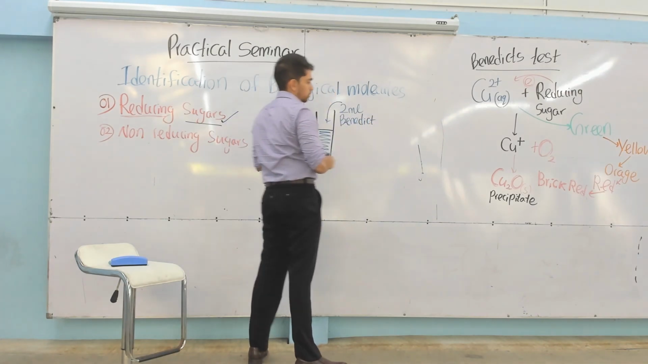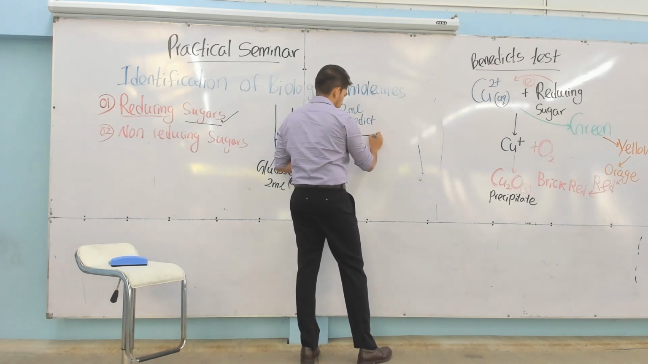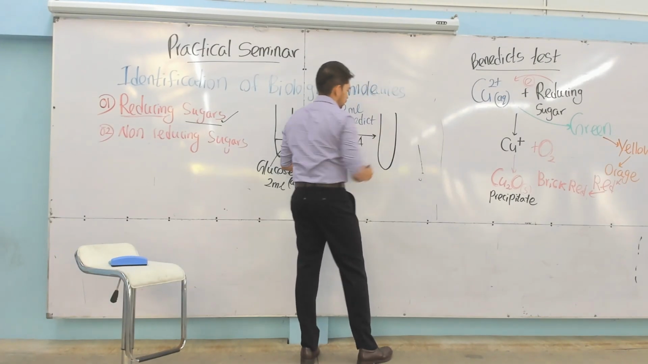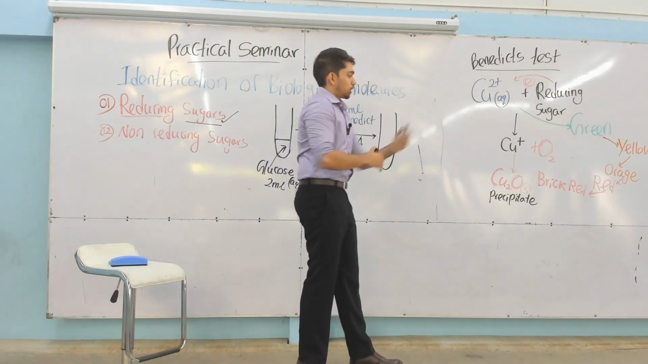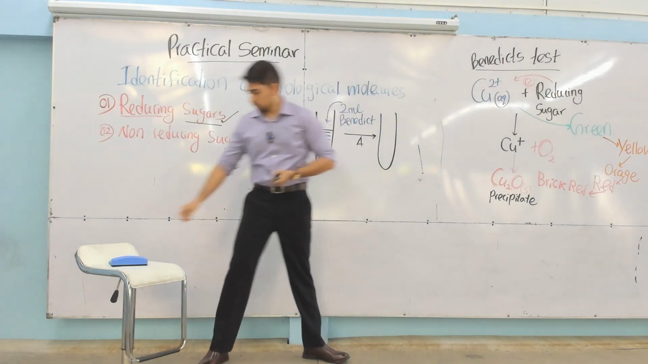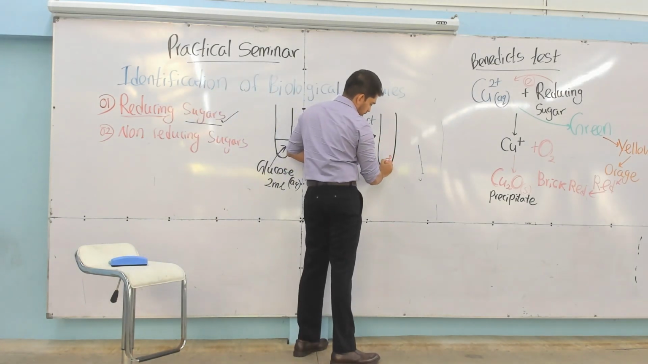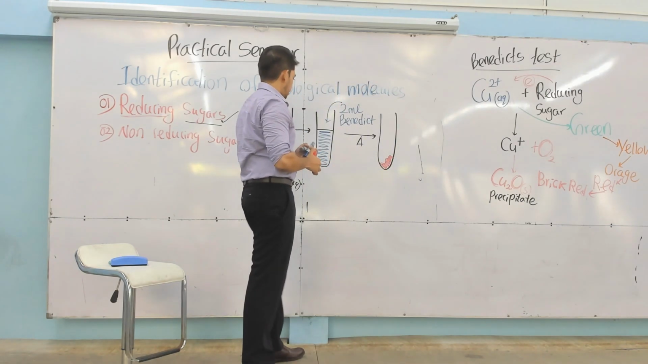Okay. Then what's going to happen? We are going to heat this until it boils. It's going to undergo color changes: green, yellow, orange, red, and finally you are going to get, at the bottom, a brick red precipitate.